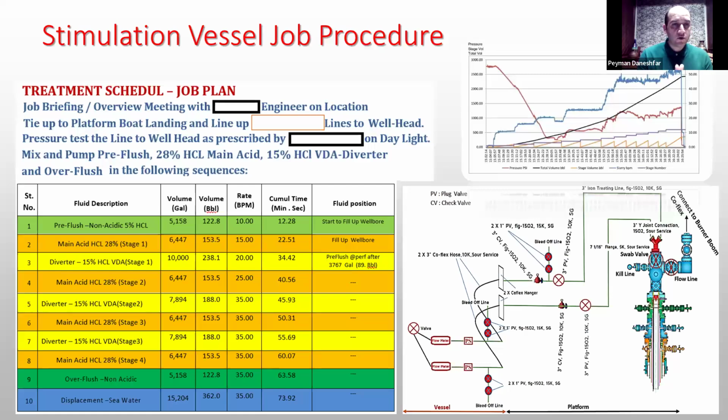You can see our job plan. For example, the first stage is a pre-flush, non-acidic. Here is a mistake: the non-acidic HCl should be eliminated. And then the main acid, step by step, changing again and again. And you can see the graph that we monitor during the job.